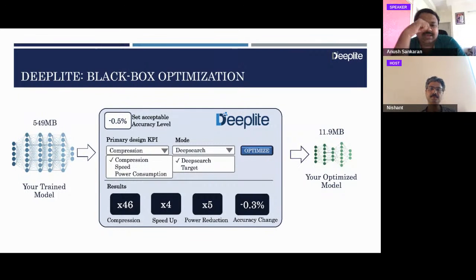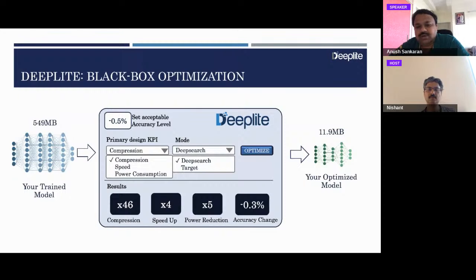And the second is you can design some constraints. What is the primary focus? Do you want to compress the model size? Do you want to reduce the speed of inference, the inference time, or do you want to reduce the power consumption? And in today's version of what we have in the market, you can choose multiple of these options also. Choosing these options helps us to guide the optimization in such a way that these parameters are optimized.